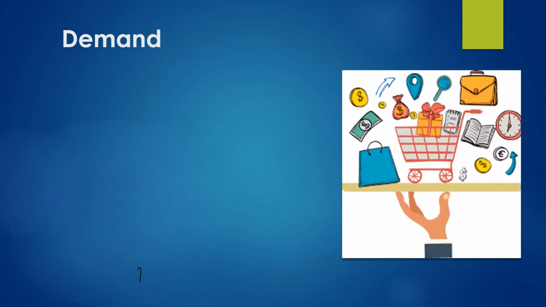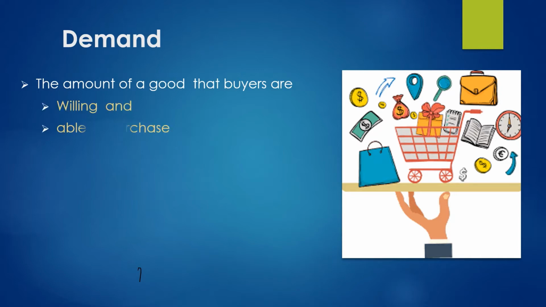The next concept is the concept of demand for goods and services. Demand is the amount of a good that buyers are willing to purchase, and also able to purchase, at each possible price. So you can see here that there are basically two requirements to create a demand for a good. One is the willingness to purchase and the second one is the ability to purchase. If either of these requirements is absent, then there will be no demand for goods and services.